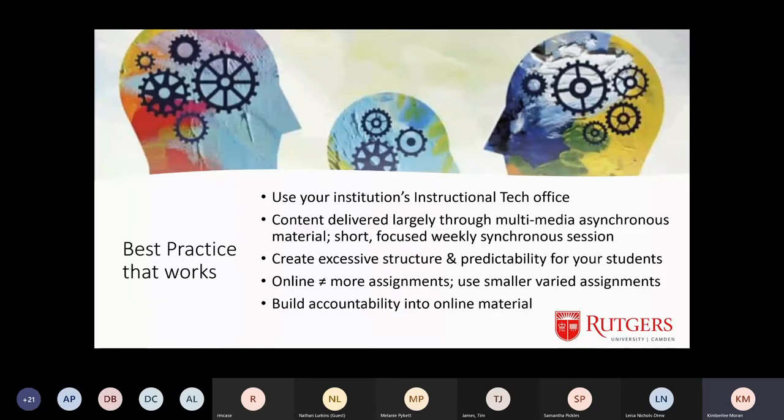And then finally, the other aspect of best practice that really works is making sure that you build accountability into your online material. If there aren't points or marks associated with something that you say is required, your students won't do it. So making sure that points and marks are always assigned to something, even if they're minimal, just to emphasize that something is a required activity. And there are lots of tools available that help you build accountability.